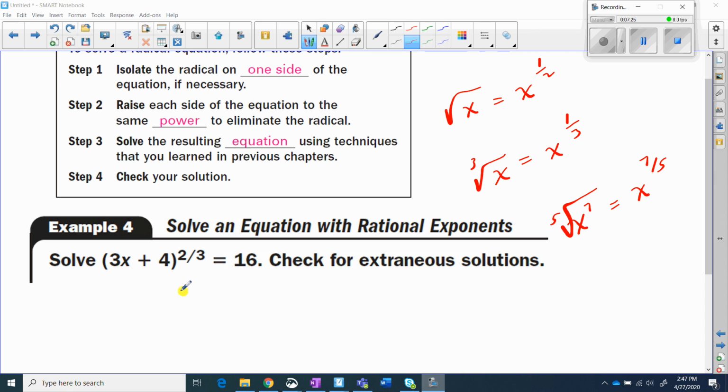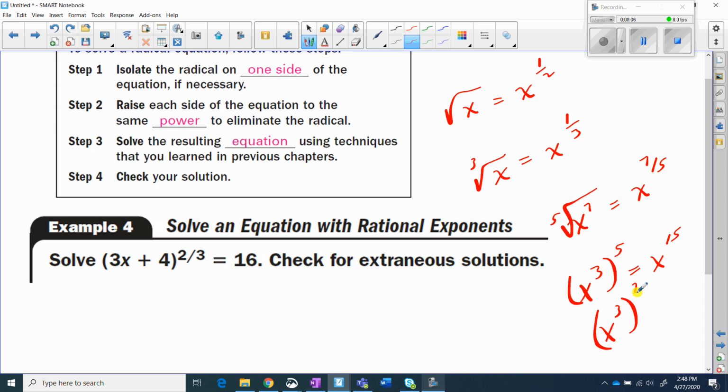Now the key here is going to be for us to decide what exponent we are going to have to raise both sides to in order to eliminate this fraction exponent. There are two ways you can go about it. You could switch this to a radical and say it's the cube root of this squared. Or what's probably easiest is to understand that with exponents, if I have x cubed and I raise it to another exponent, I'm going to multiply those together and the result would be x to the 15.